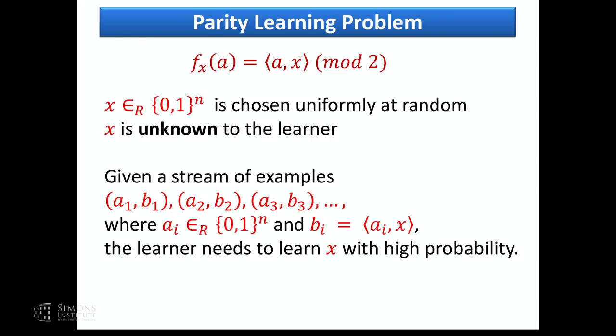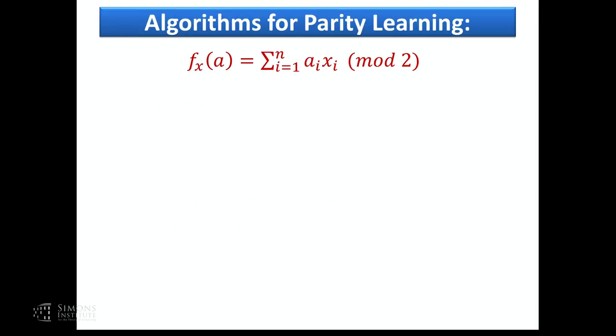Okay. So before talking about the lower bounds, let's first figure out what the upper bounds are. How can we actually learn parity? How can you learn x from this stream of random samples?